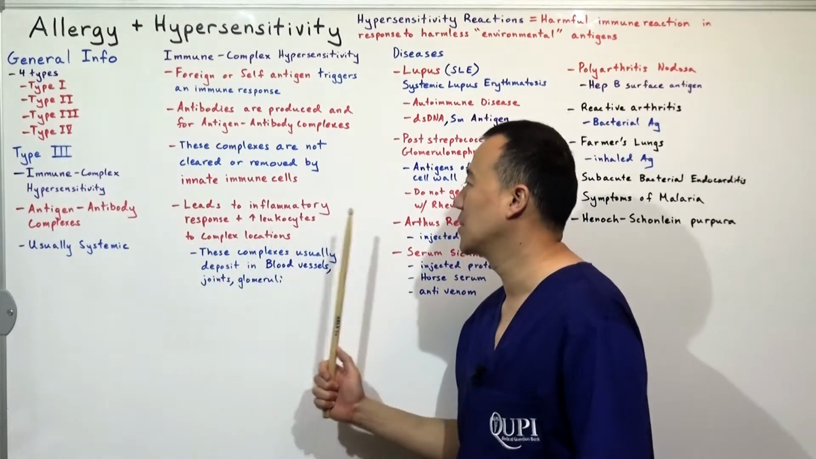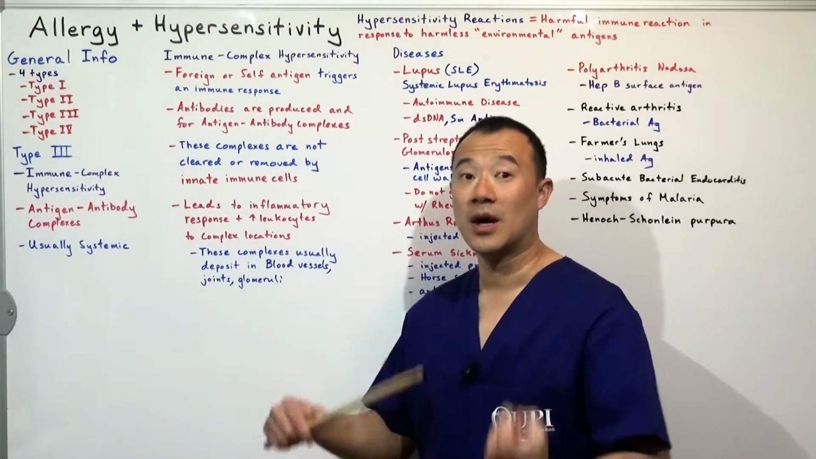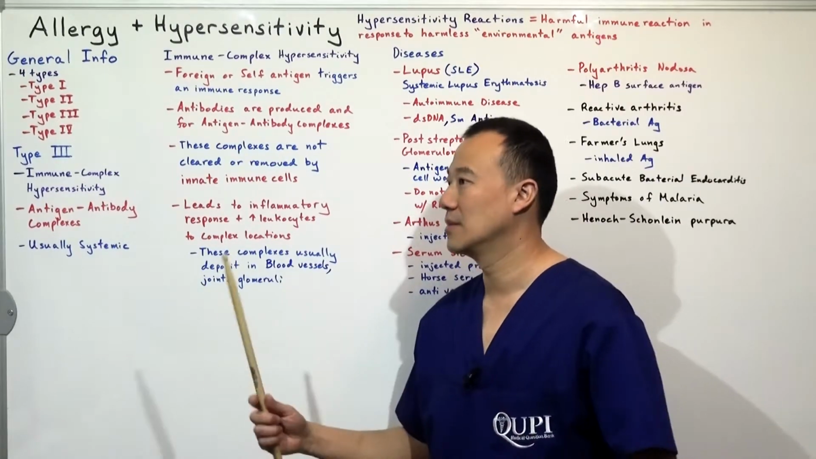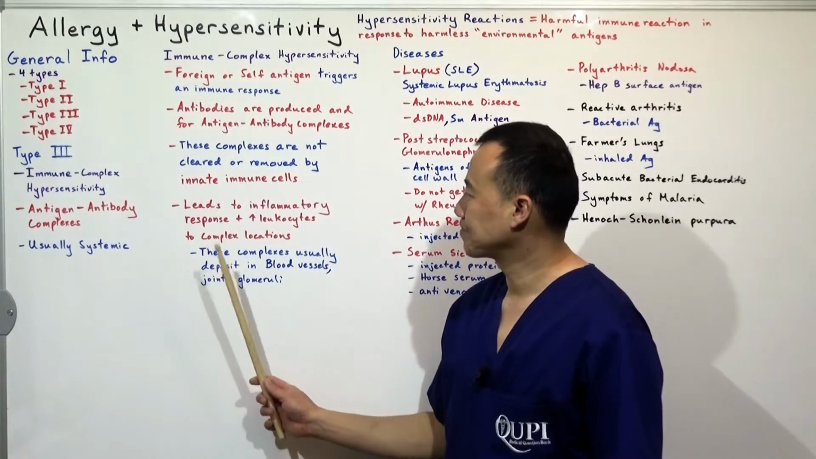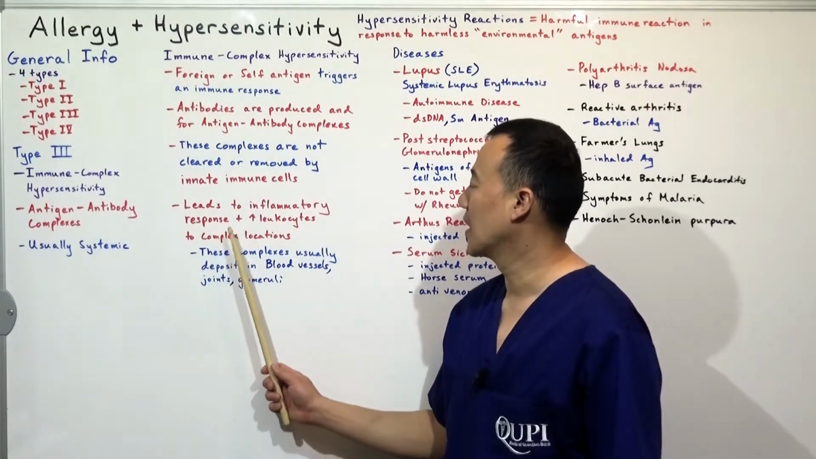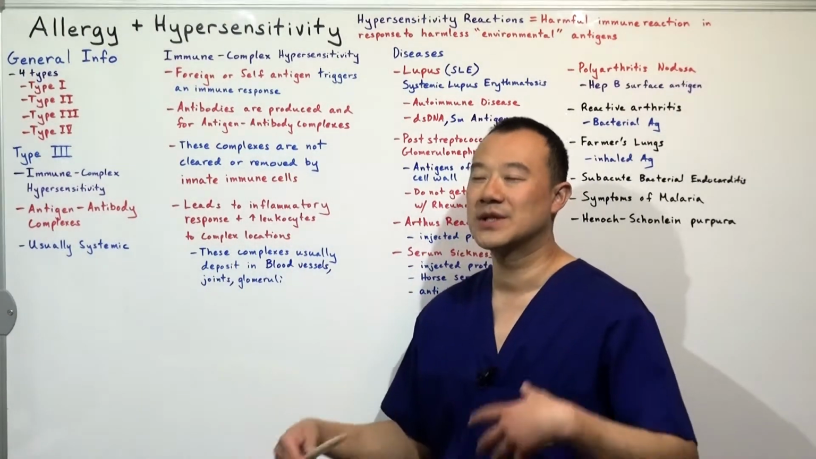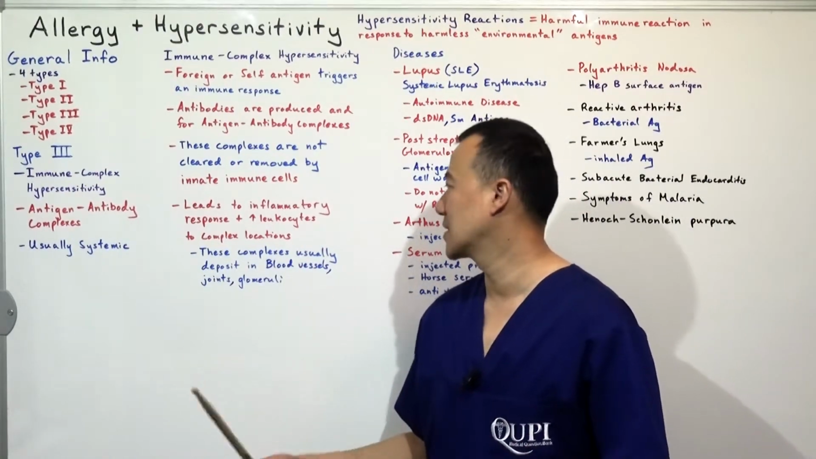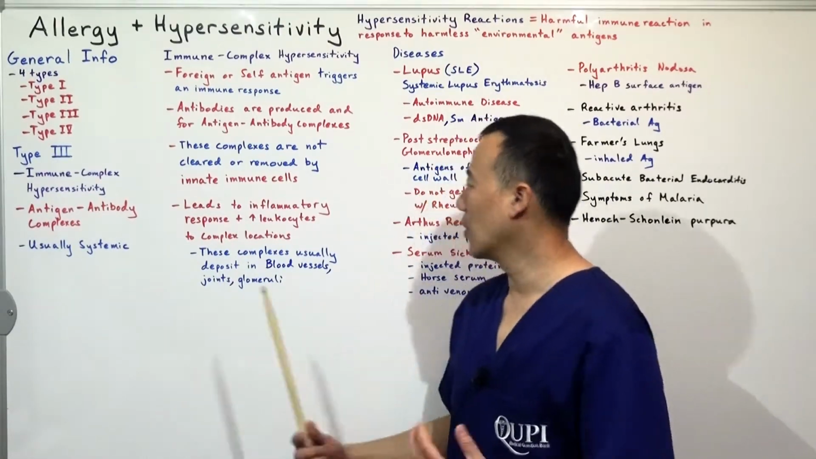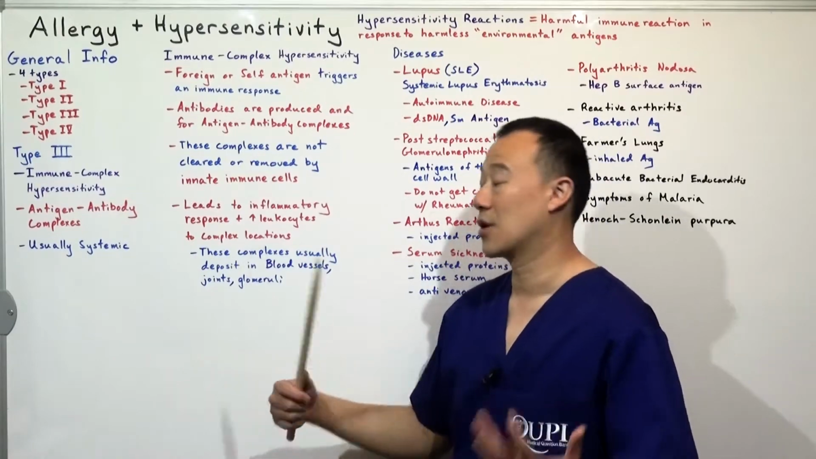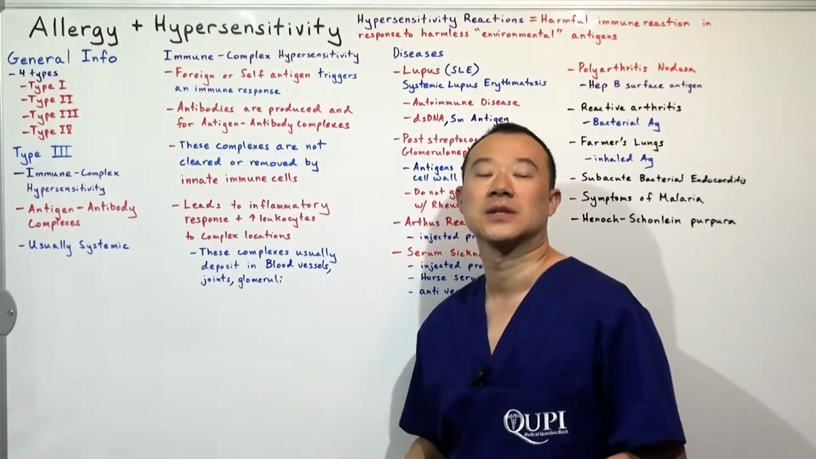It can lead to an inflammatory response because these complexes are not supposed to be in the body anymore. They're supposed to be removed, gone, just cleared out. And this leads to an inflammatory response and an increase in leukocytes to the complex locations. Why do I say complex locations? Because these complexes usually deposit themselves in the blood vessels, hence the systemic, or they can deposit in joints, causing arthritis, or the glomeruli of the kidneys, causing kidney disease.